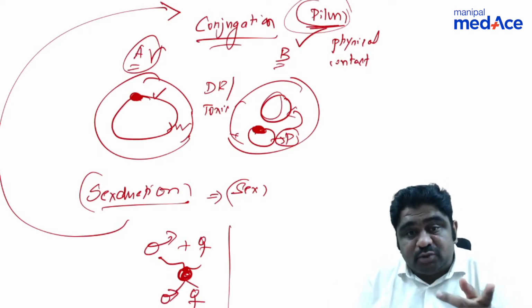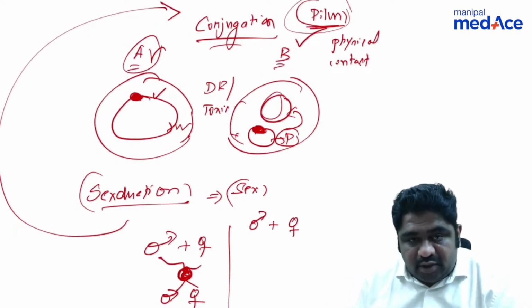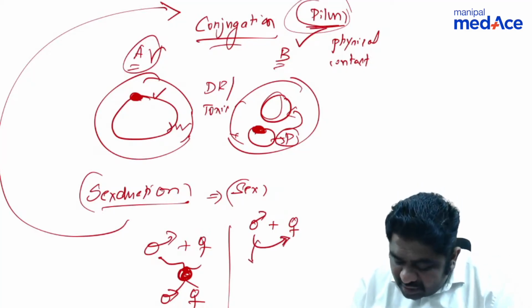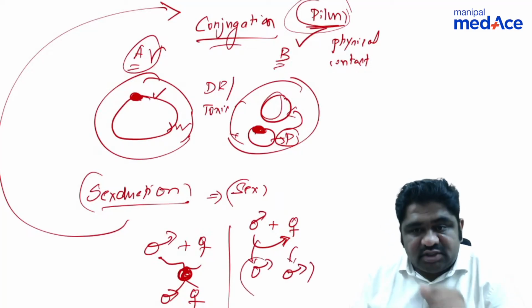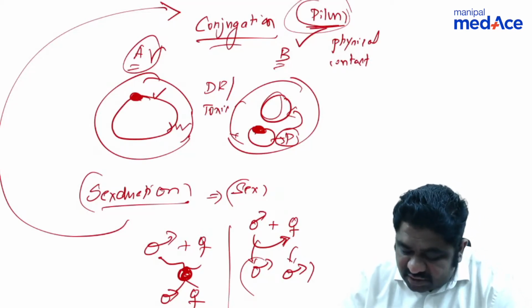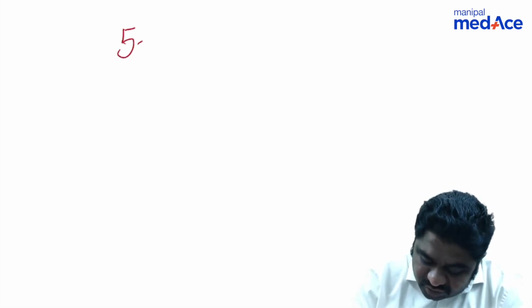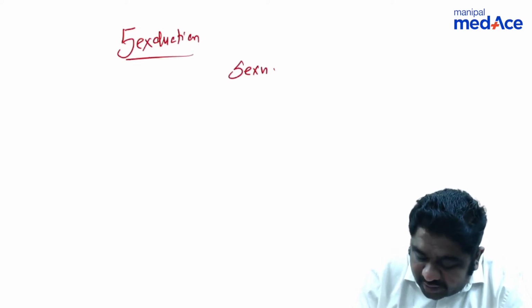Imagine this weird form of sexual activity where a male and a female come together. A male is giving something to the female, the female is not giving anything, but the female is taking something from the male. The male remains a male, but the female also turns into a male. That is the property of sexduction. Now, in case of sexduction, like conjugation, there is a physical contact, but this physical contact is in fact a sexual contact. I repeat, the physical contact in case of sexduction is a sexual contact.